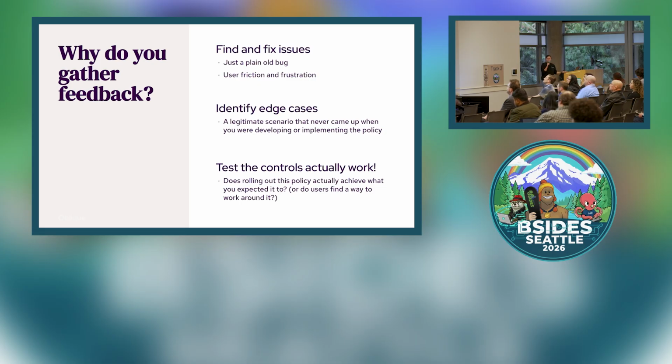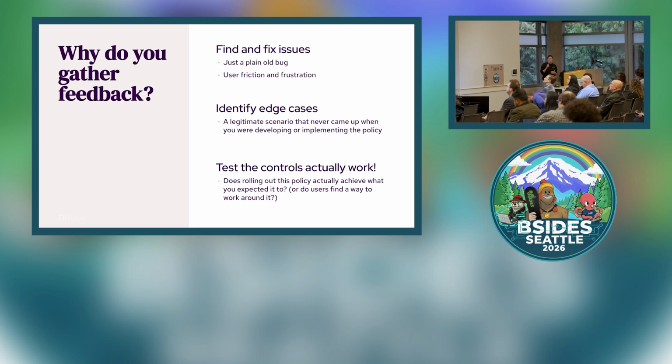Another reason to gather feedback and iterate is that you need to identify edge cases. So there are legitimate scenarios that you might not have considered when you were developing your policy or your controls that you just never thought about. And so making sure that your controls work in those situations as well.